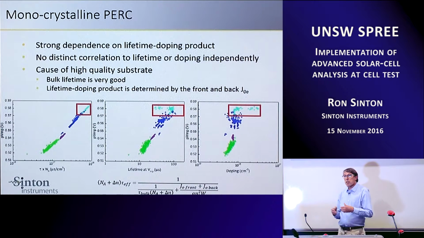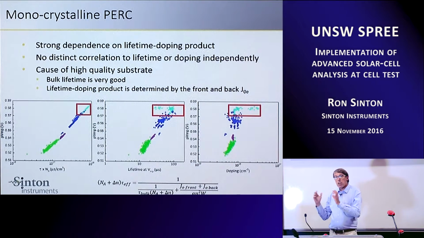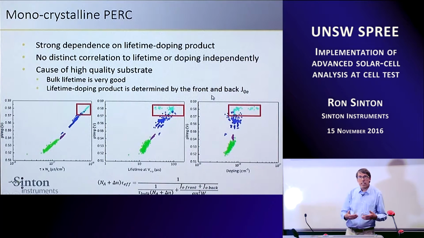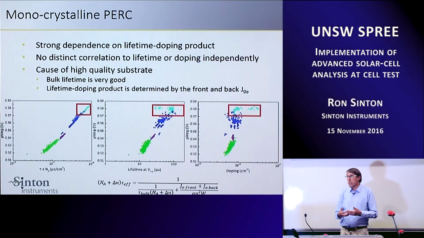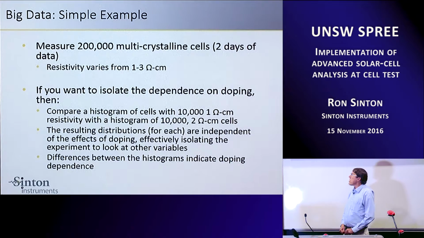And this is very interesting because I showed you in the lifetime versus injection level curve, you couldn't separate out the J0 and the lifetime. But when you have a large sample set with variations in doping, then you have an experiment that clearly indicates what your voltage limit is due to the emitter saturation current density. So this gives you an indication of how you could use all of these detailed parameters in a production line with large data sets. I'll just make this more explicit.